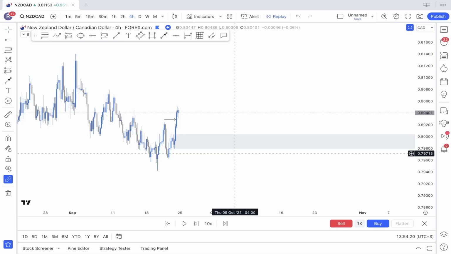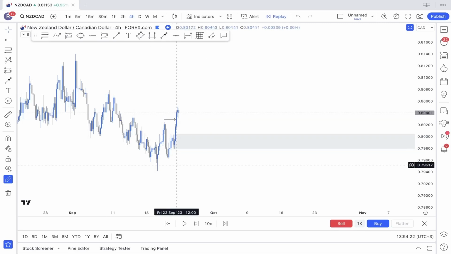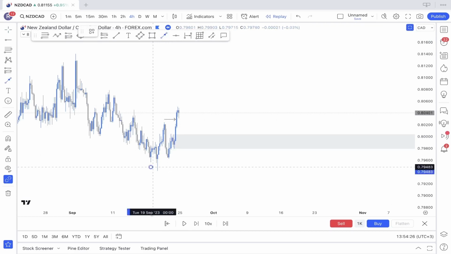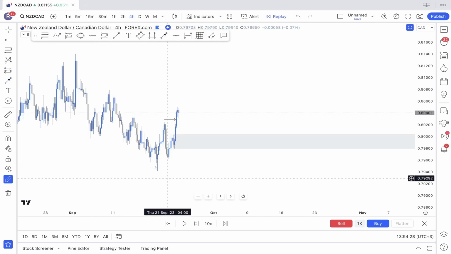After that, I was looking to the left to see if price swept liquidity before this aggressive push to the upside, and it did. It swept liquidity right here, and I always love to see this. I always love to see liquidity being swept before price breaks out either to the up or to the downside.